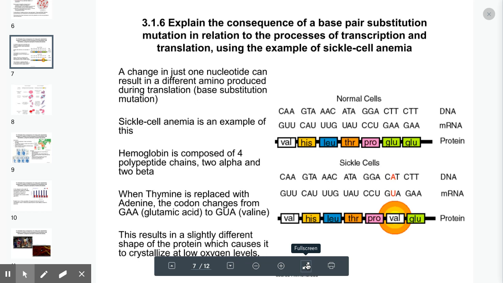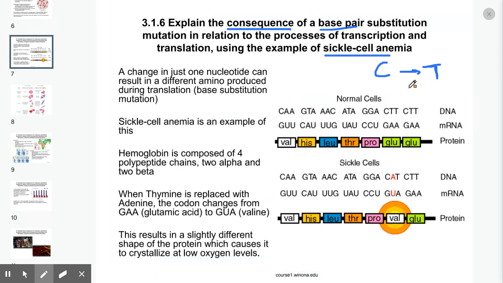In 3.1.6, they want us to talk about the consequence of changing one base, and that's what this means: what happens when you change one base for another? What happens if you change a C for a T? What is the effect? And the example they're going to use is sickle cell anemia.